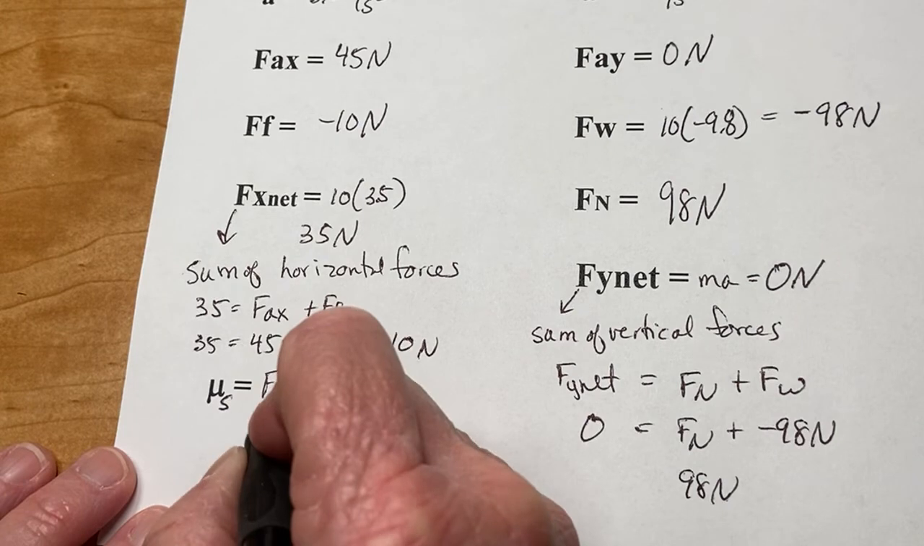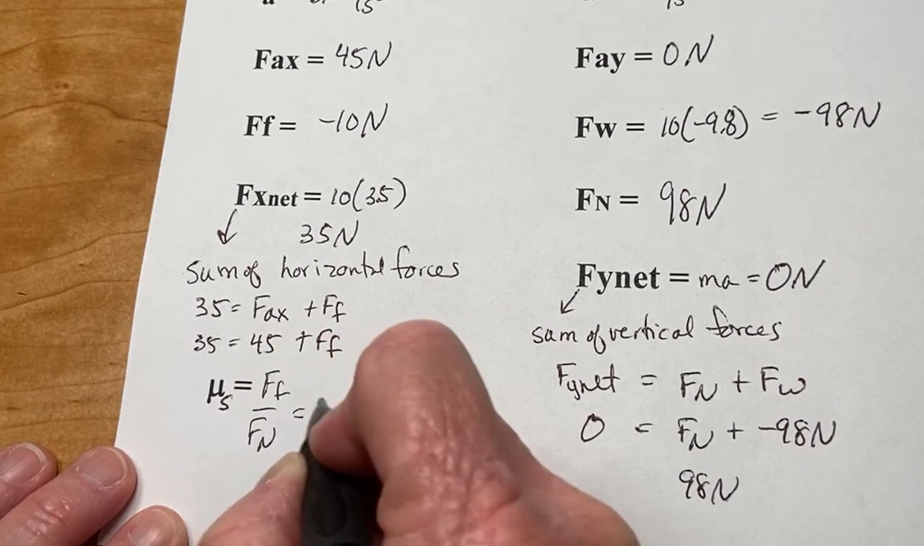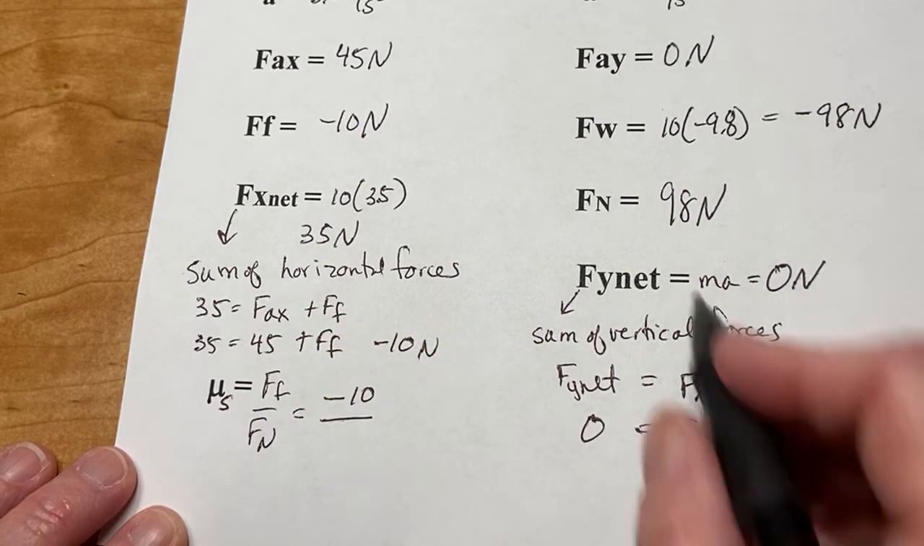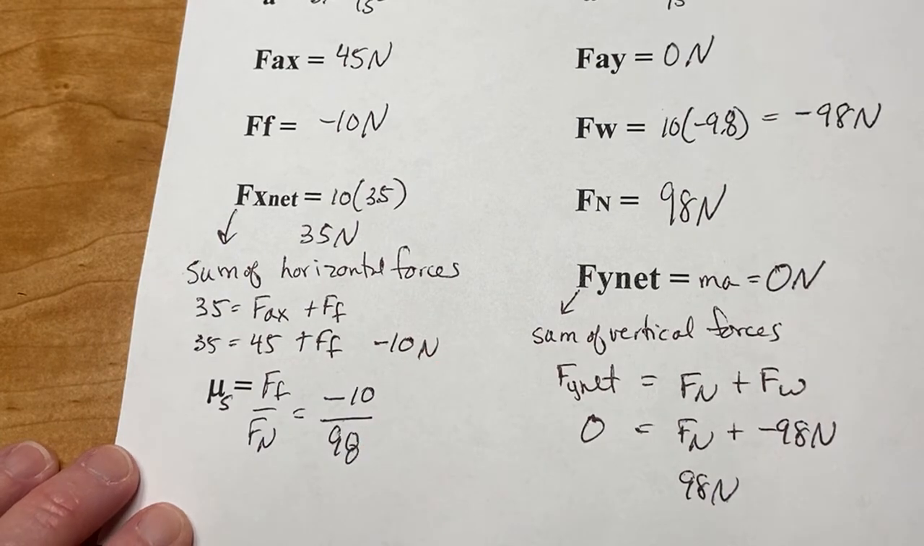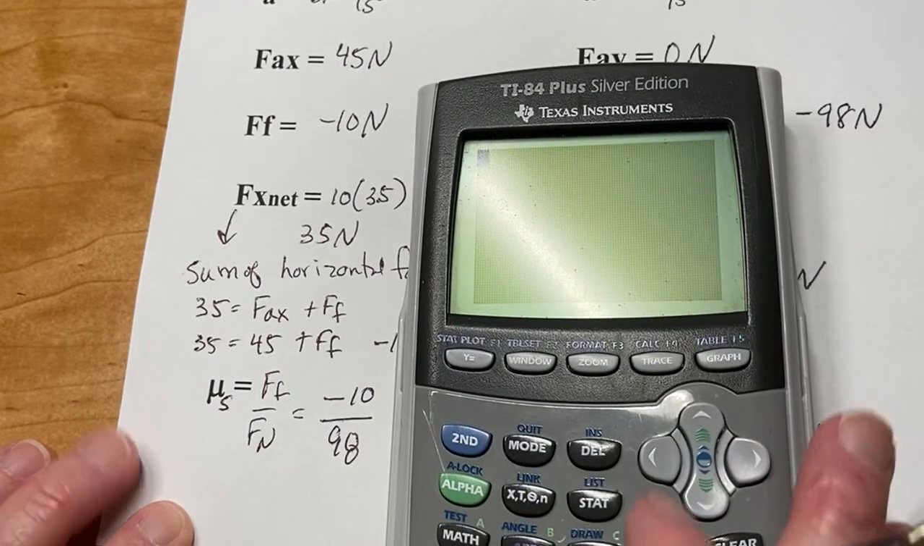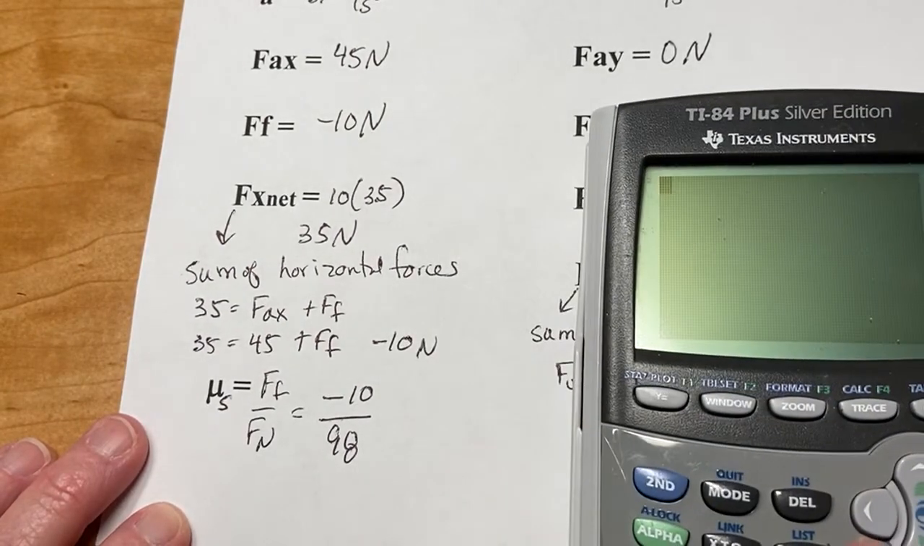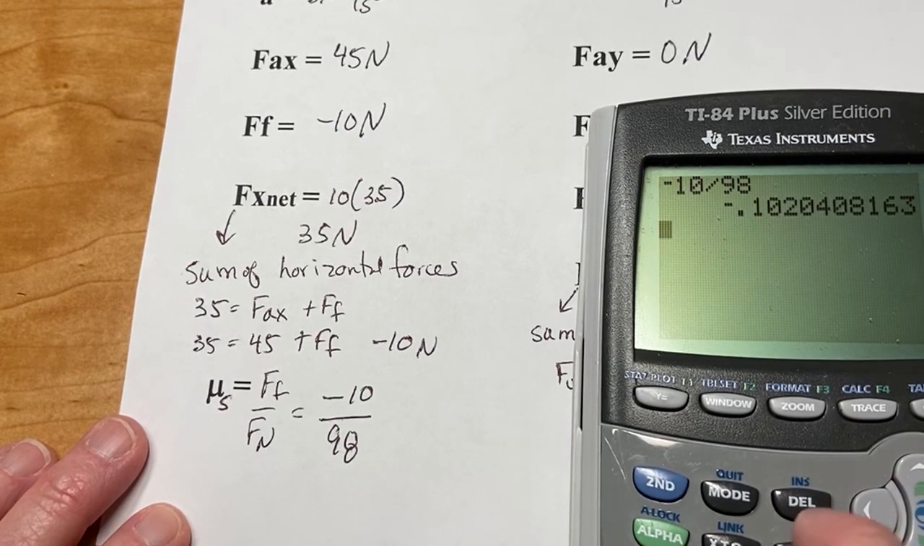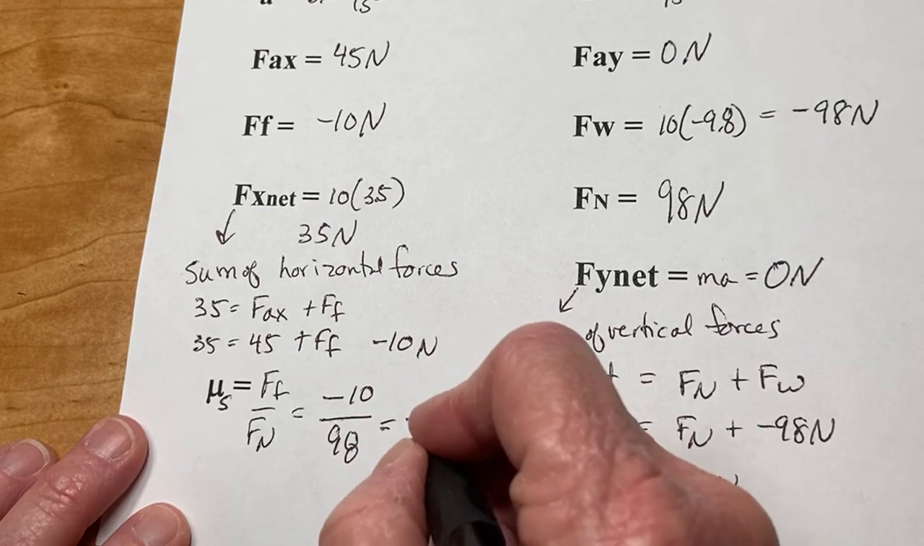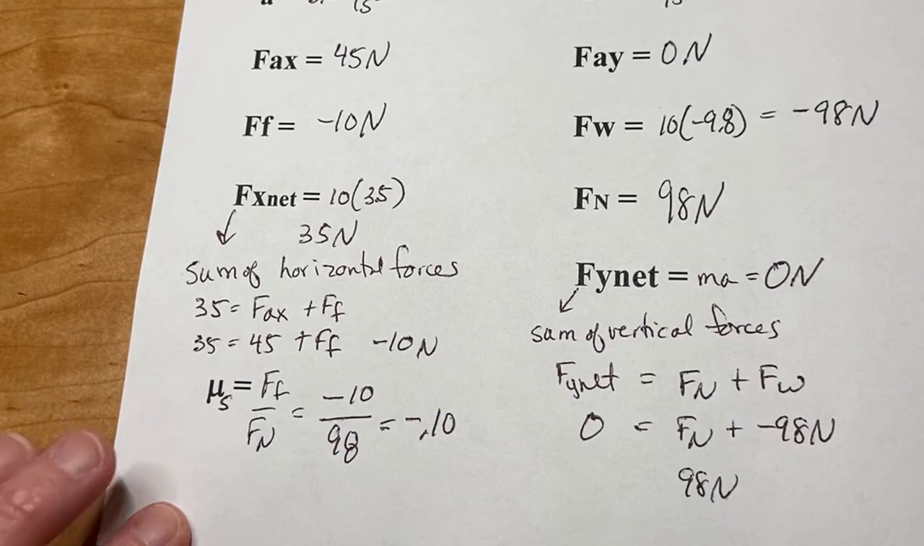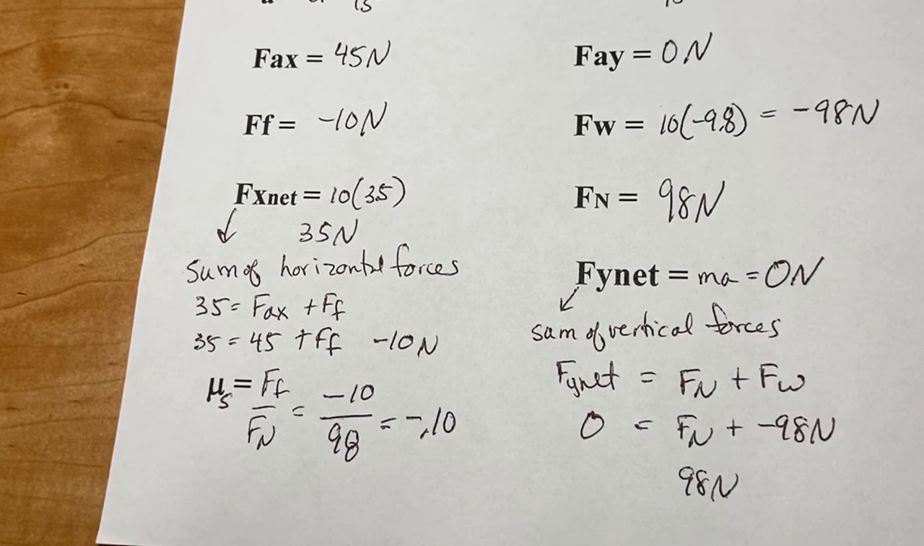And it's always the friction force over the normal force. So I'm going to have negative 10 over 98. So if I type that in, negative 10 divided by 98 is going to be negative 0.10. And remember, there is no unit on that. So this is our first part of friction notes.